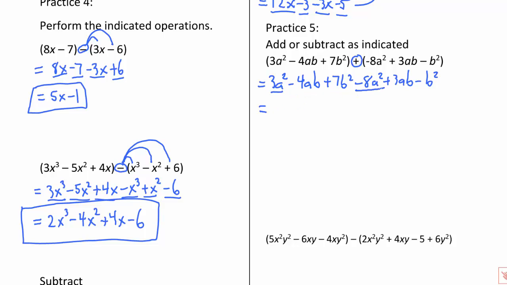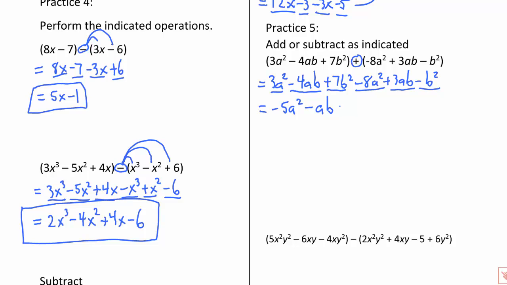3a squared minus 8a squared is negative 5a squared. Then we have negative 4ab plus 3ab. Negative 4 plus 3 is negative 1, so that's just negative ab. Now notice I don't write the negative 1. It's just the negative ab. Writing a 1 in front, while not incorrect, you shouldn't write a 1 in front. Then we have 7b squared minus b squared.